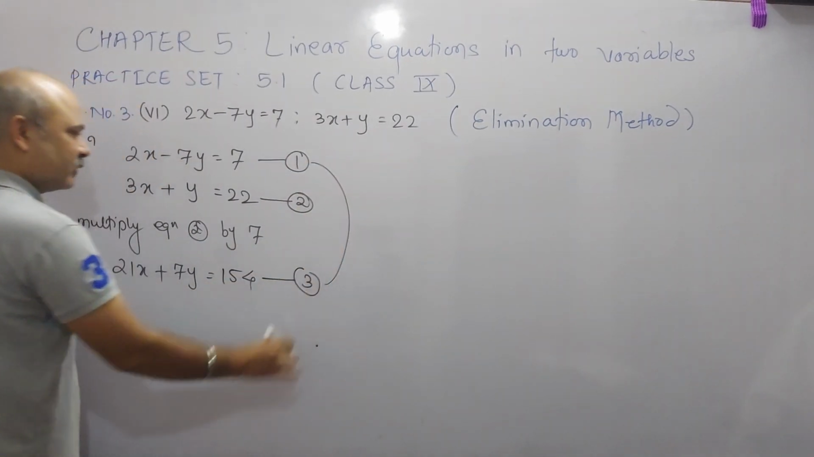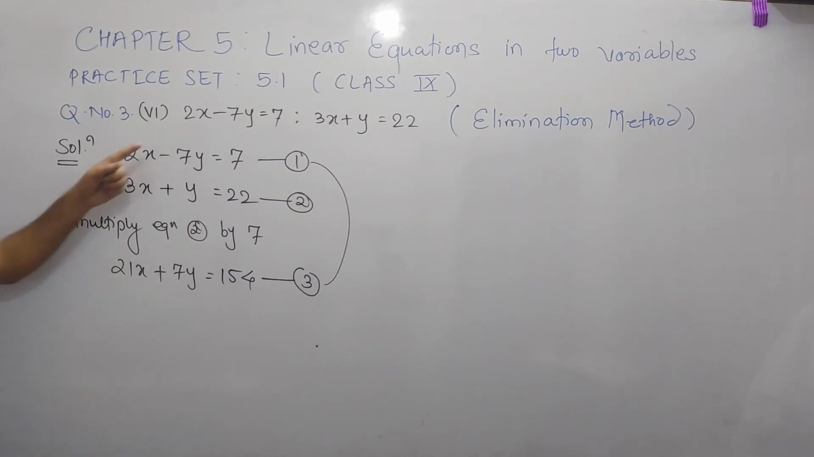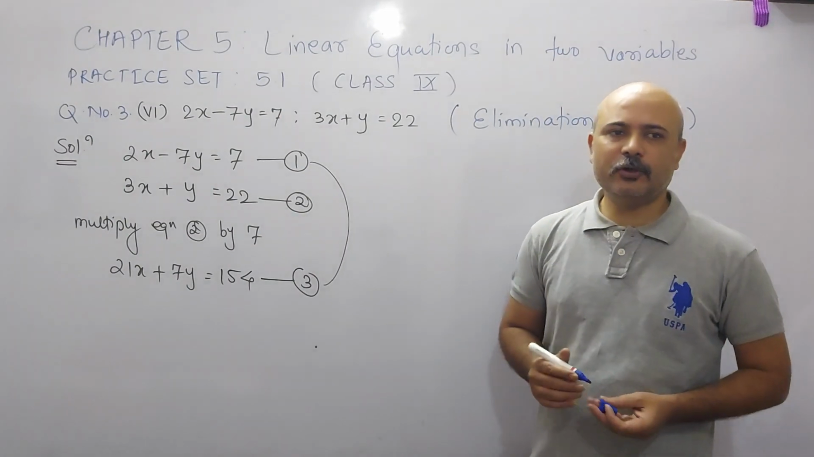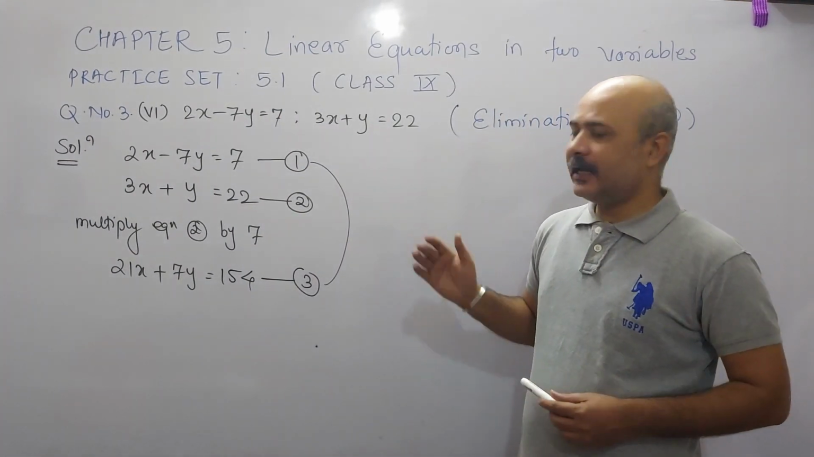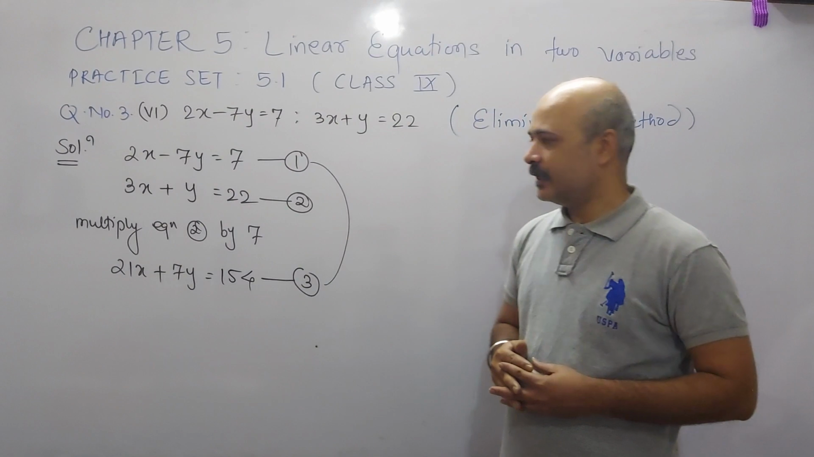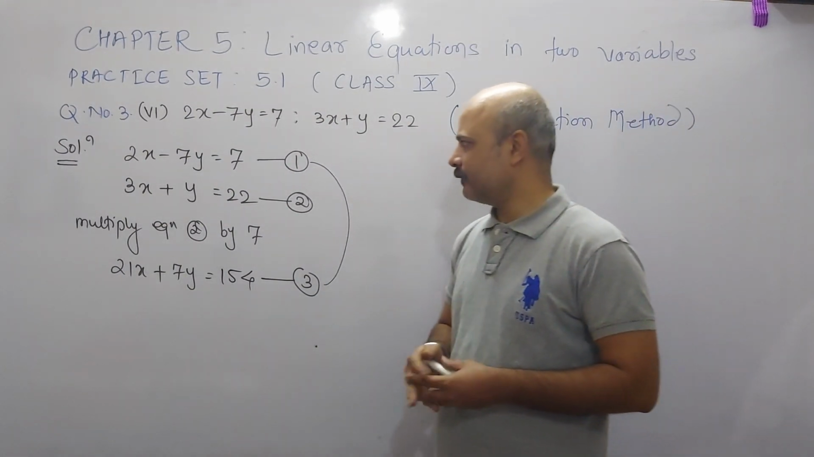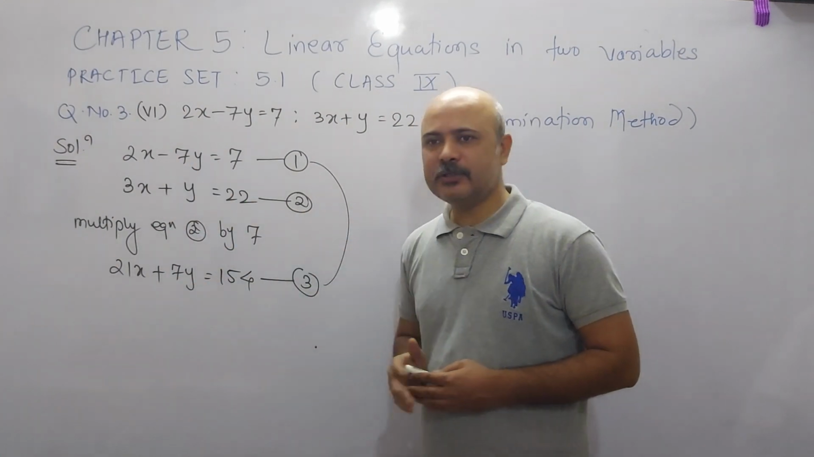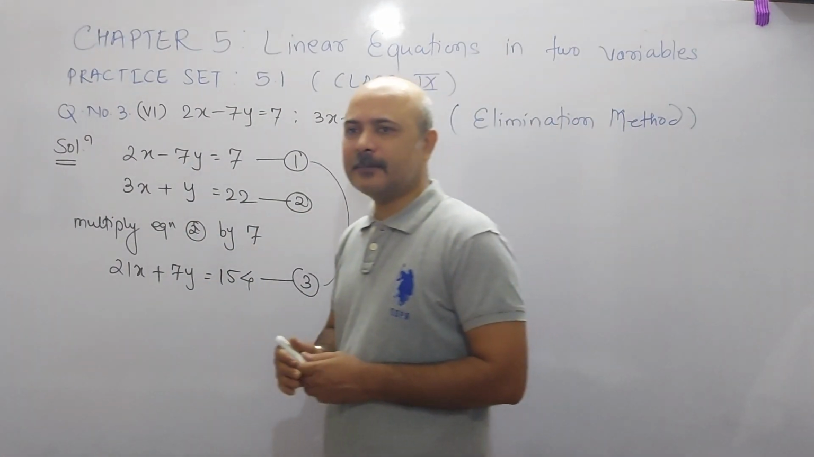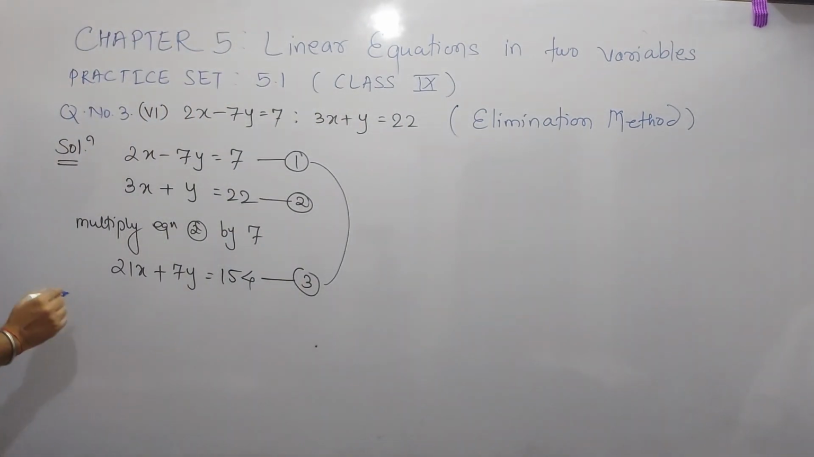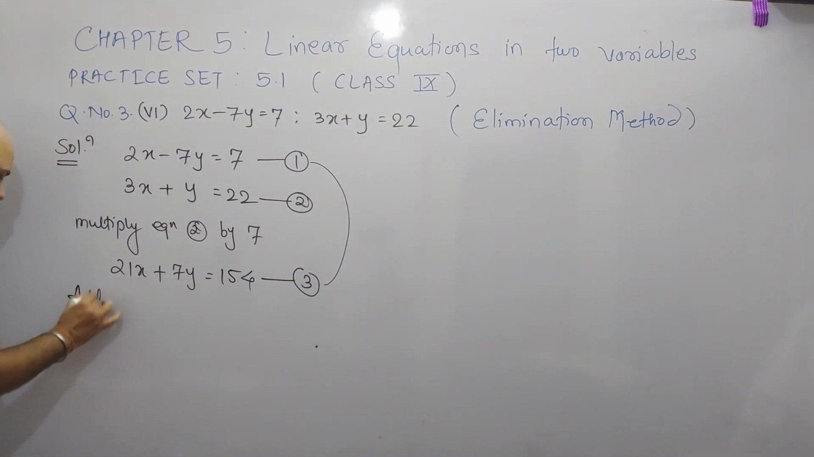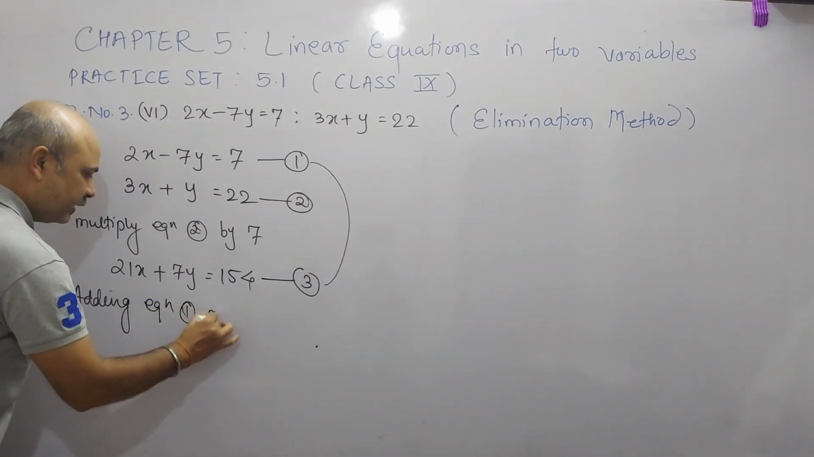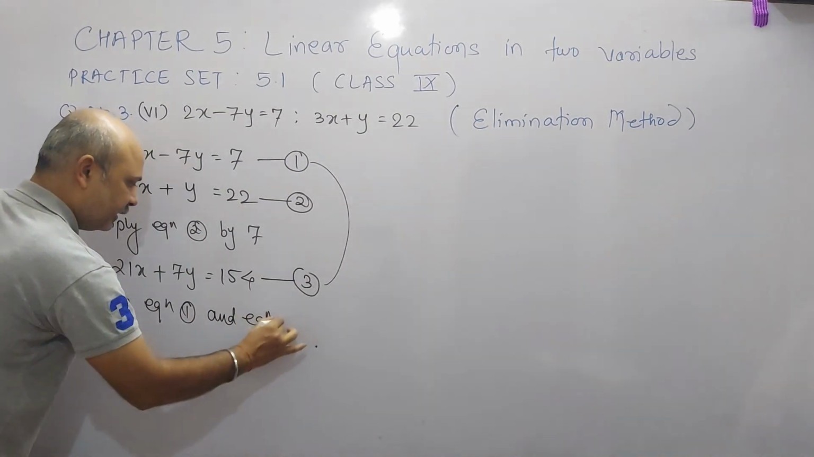Now you will deal with equation 1 and equation 3. So what do you observe from equation 1 and 3? Same pair, opposite sign. Means 7y is the same pair and they are having opposite signs. So are you going to add or subtract? Add. Okay, fine. So you write adding equation 1 and equation 3.